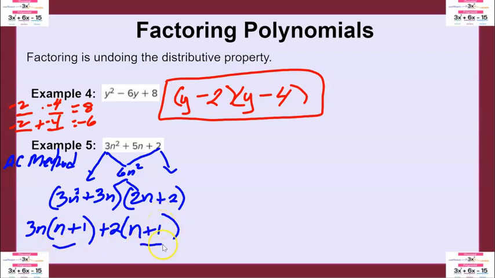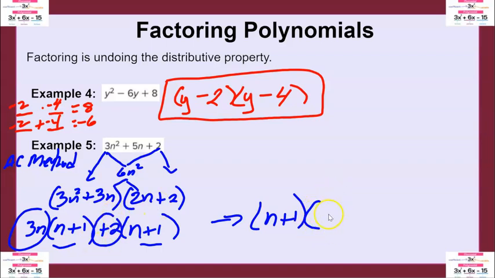The n plus 1s are the same, so that's going to be in my answer. Everything on the outside, 3n plus 2, would be my other binomial. So my answer is n plus 1 times 3n plus 2.